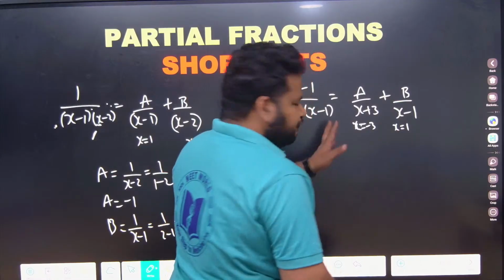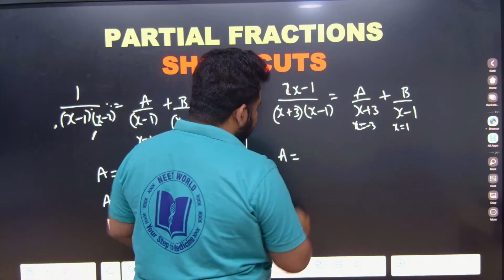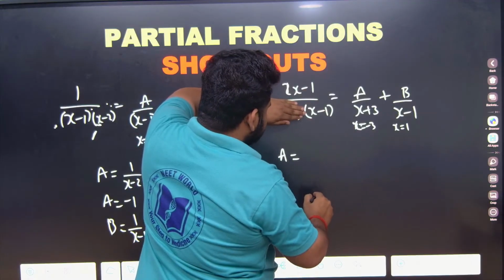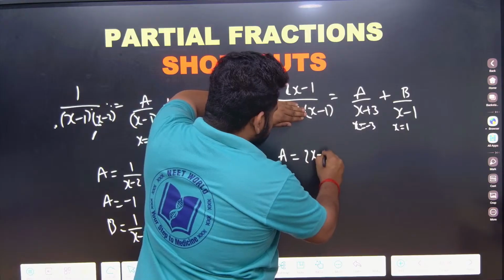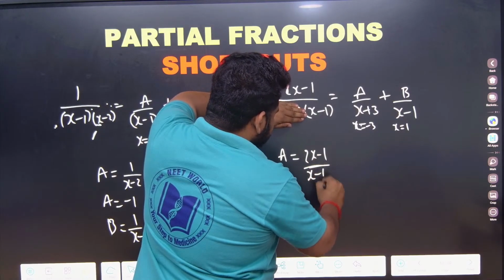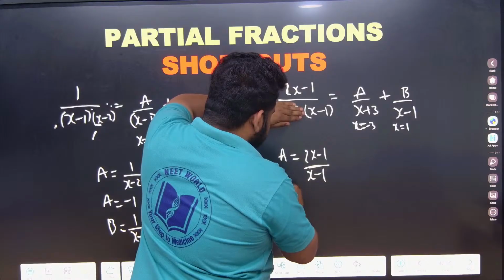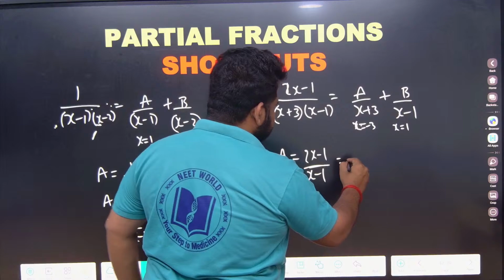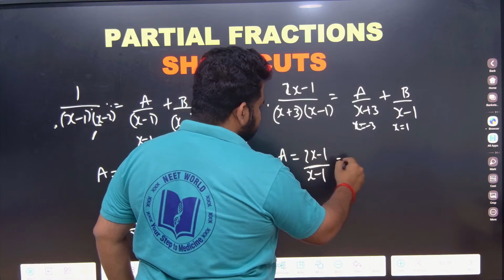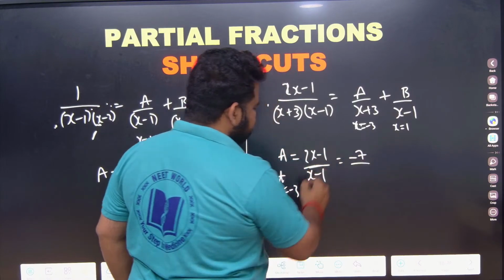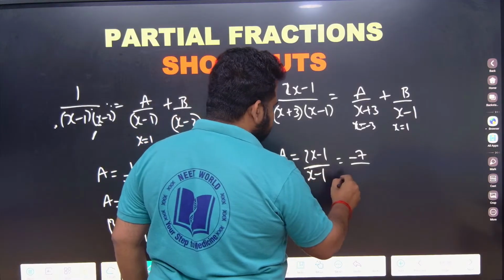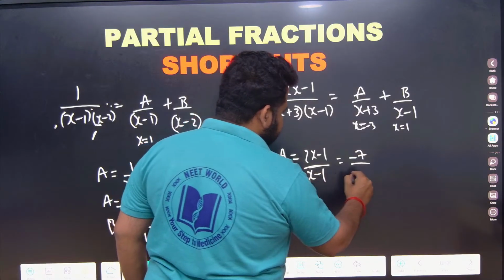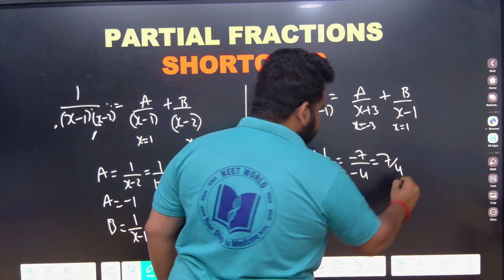Here if I equate x minus 1 to 0, I will get x is equal to 1. Now if I want to find out a, under a x plus 3 is there, except that we have to write the remaining things. Remove x plus 3, and you will write 2x minus 1 by x minus 1. At x is equal to minus 3 you have to put it. If I put x is equal to minus 3, this will become minus 6 minus 1, minus 7 by minus 3 minus 1, that is minus 4. I will get 7 by 4. A value I will get as 7 by 4.